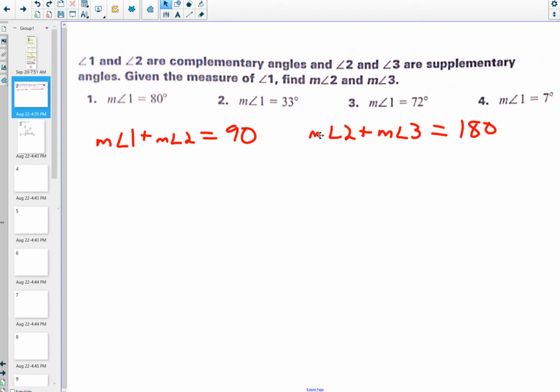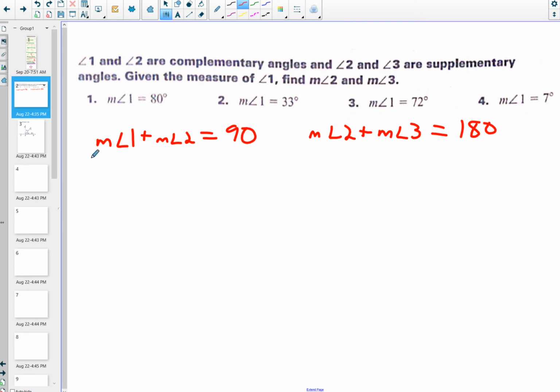If they give me angle 1, I only have one equation that has angle 1 as part of it. Which one is that? The first one. What's the only other angle that's there? 2. So on every single one of these, I'm going to have to find angle 2 first. Not because 2 comes after 1, but because if they're only going to give me 1, I only have one statement of equality that has a 1 in it. That's the first one, so I'm going to use that. But since I want to use it to find 2, let me get the measure of angle 2 by itself.